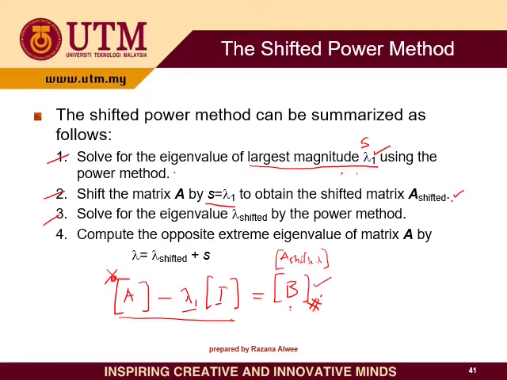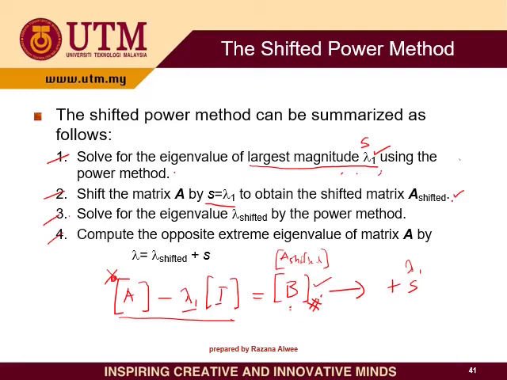Okay, and then after you have got your power method there, you solve number 3. You must compute the opposite extreme eigenvalue of matrix A by finding the eigenvalue equals the shifted eigenvalue plus S. So from this answer, you must add back your S, the eigenvalue. Add your eigenvalue with S, which is your previous lambda 1 that you have found here. You must add it back again to get the answer.